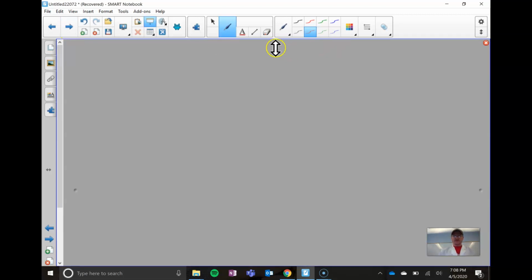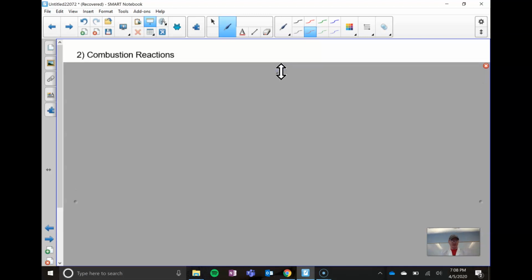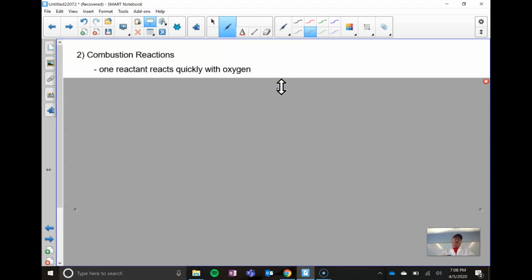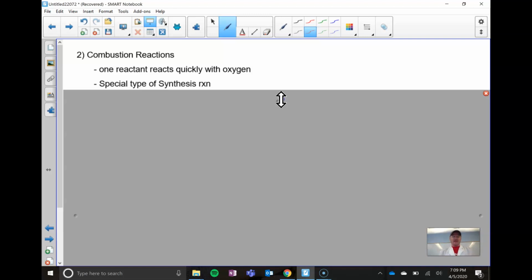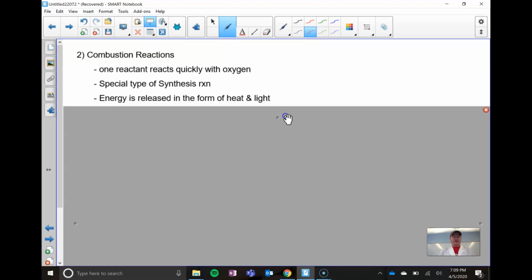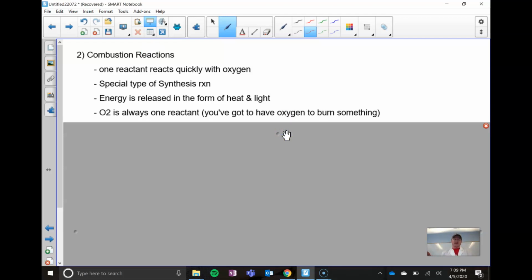Keep going. Next reaction type, it's called a combustion reaction. Combustion is when something explodes, or more specifically when something catches on fire. So with a combustion reaction, one reactant reacts quickly with oxygen. And a combustion reaction is actually a special type of synthesis reaction. You'll see that momentarily. And when we have a combustion reaction, when the product is formed, we always have energy being given off in the form of heat and light. So think about it, if you blow something up or if you catch something on fire, you're going to have heat and light produced. And as always, if you burn something, oxygen has to be one of the reactants.